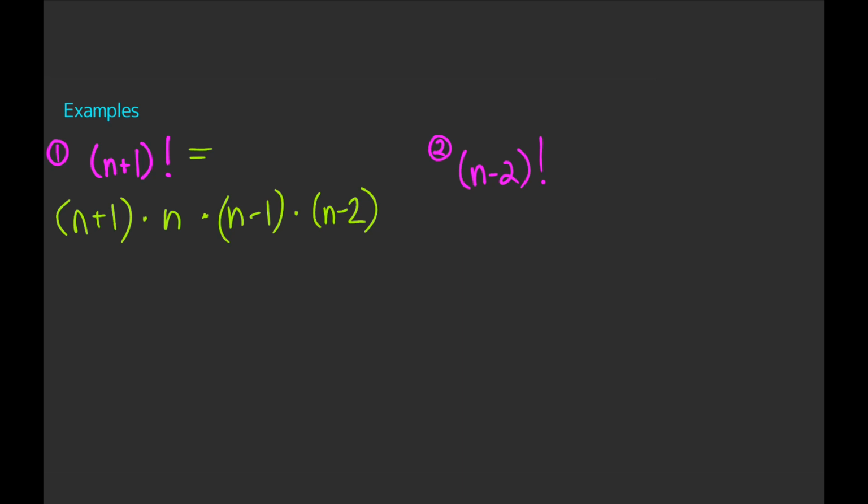On to question 2, we have n minus 2 factorial. Our first term is going to be n minus 2, times n minus 2 minus 1, which is n minus 3. Then we'll go n minus 4, and then n minus 5.